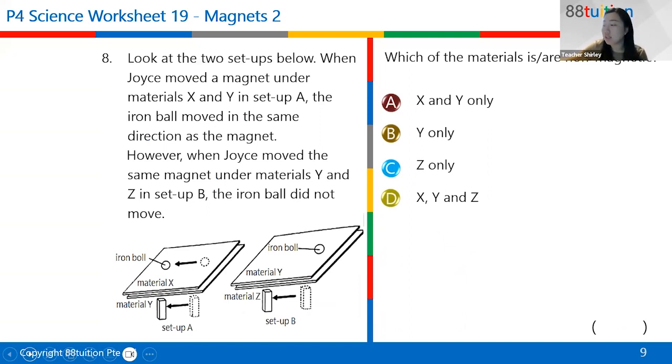Okay, question 8. Look at the two setups below. When Joyce moved a magnet under materials X and Y in setup A, the iron ball moved in the same direction as the magnet. However, when Joyce moved the same magnet under materials Y and Z in setup B, the iron ball did not move at all. Which of the materials is or are non-magnetic?